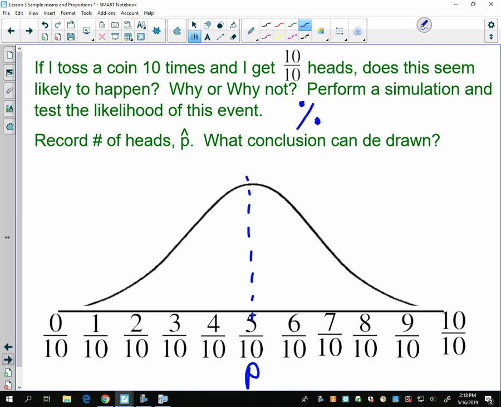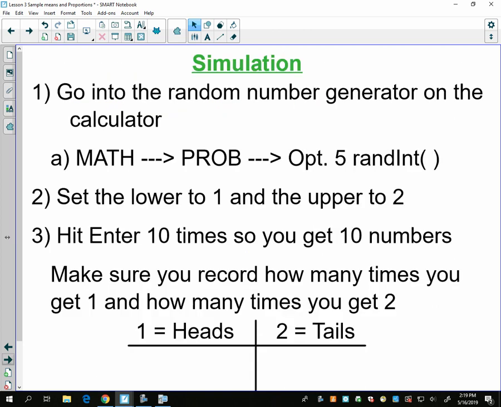Pretend we didn't know. So what we're going to do right now, we're all going to simulate some p-hats on our calculator, which is kind of cool. And it shows you what we're trying to do. It gives you more of a tangible conclusion here. So here, on this slide, everybody go into your random number generator on the calculator. So that's math. So go into your math menu and then hit probability.